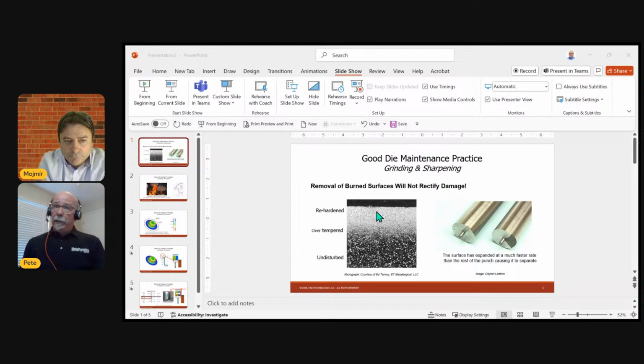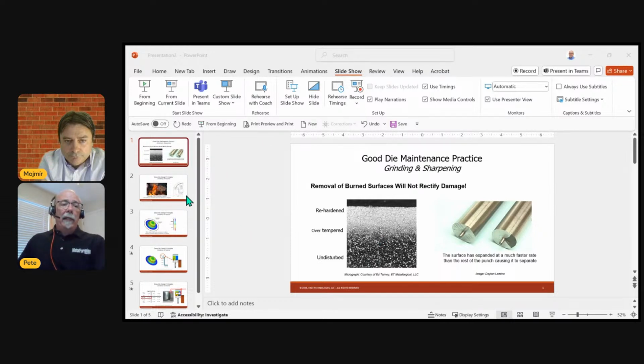And so if you're experiencing problems where, hey, I have a brand new punch, it runs for a long time, but as soon as we sharpen them, the punches don't last long, look at your grinding practices. Underneath this rehardened area, this got so hot that it is tempered. It is now softer than the base of the punch. So that's one way that we destroy things.